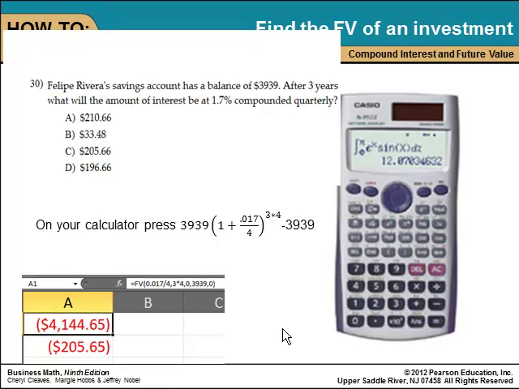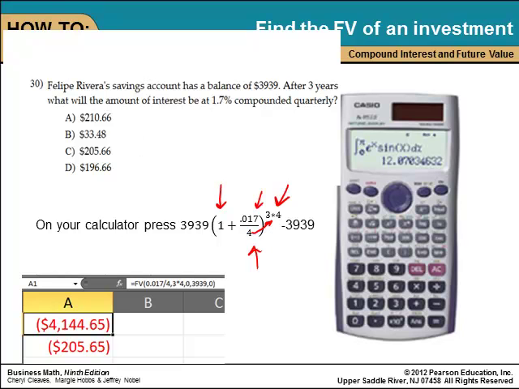Philippe Rivera's savings account has a balance of $39.39. After 3 years, what will the amount be at 1.7% compounded quarterly? Okay, you notice we took the 39.39 times 1 plus the 0.17% compounded quarterly, so we divide it by 4, for 3 years times 4 quarters. Whatever you divide by, you have to multiply by later on.